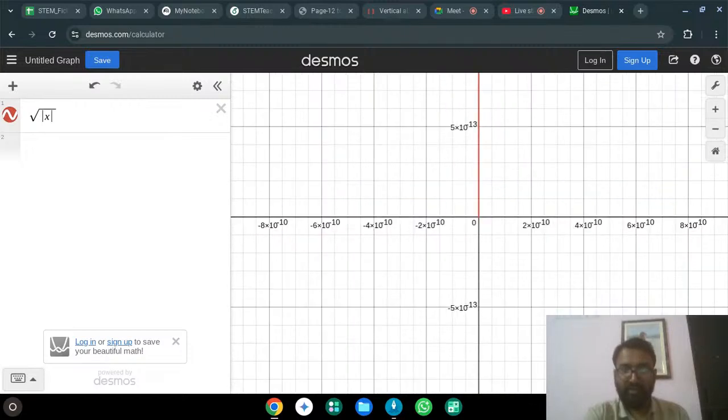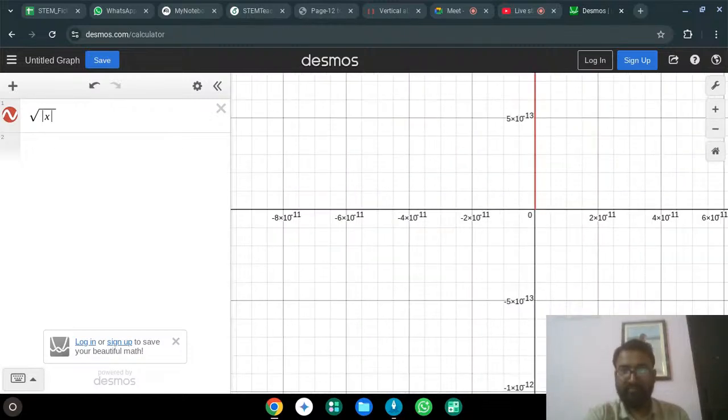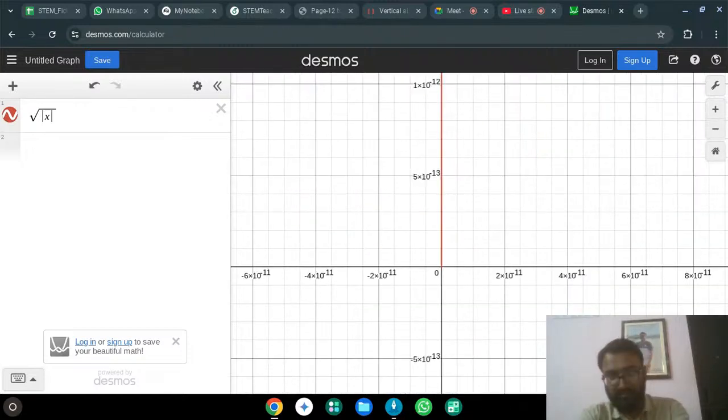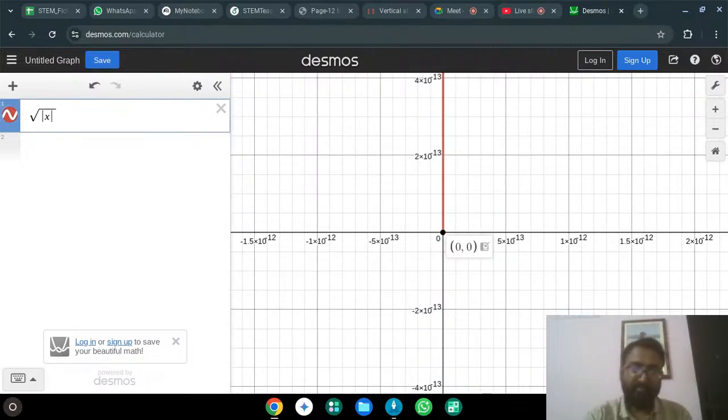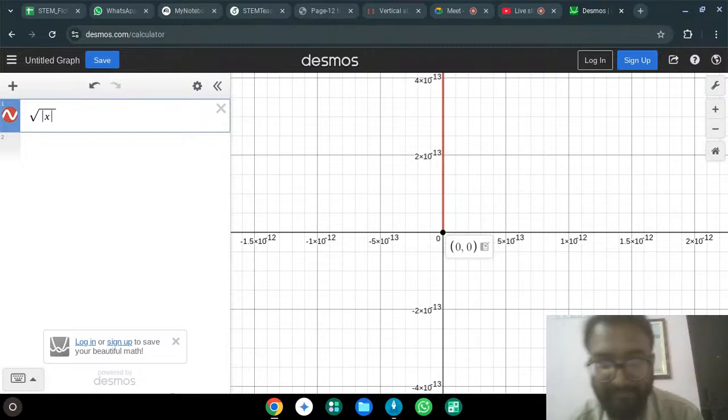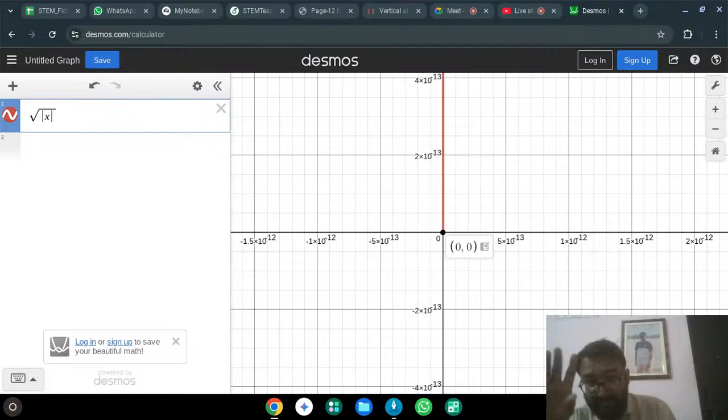So here it is a sharp corner. Is it a sharp corner or not? We can't get the touch, we can't get the smoothness. Here it is very sharp. It's a sharp corner. See, what is the number on the left side, right side? 10 to the power of minus 13. It is the denominator. It is 0.13 zeros after 5.